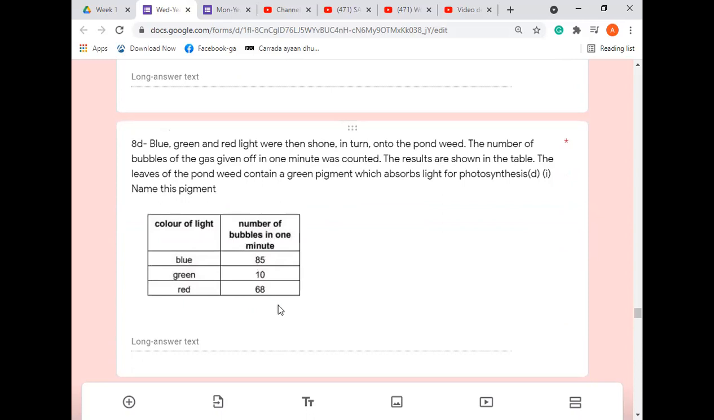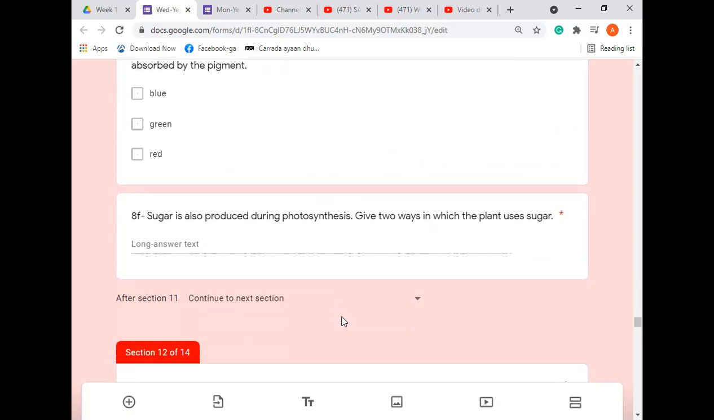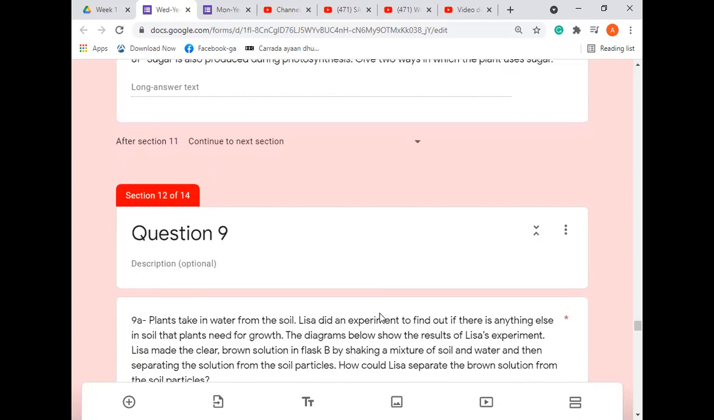And here you have basically a table that gives you different colors and the number of bubbles in 1 minute. So you need to answer this question. It says, by using the information in the table, tick one box to show one color of light which is strongly absorbed by the pigment. Sugar is also produced during photosynthesis. Give two ways in which the plant uses sugar.